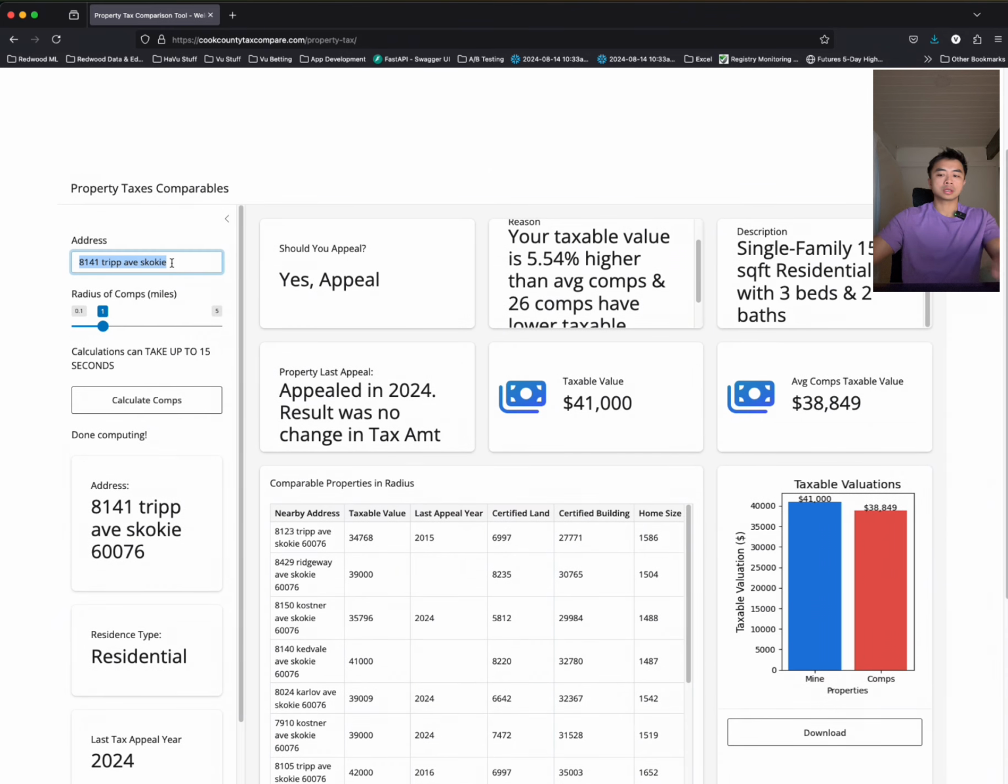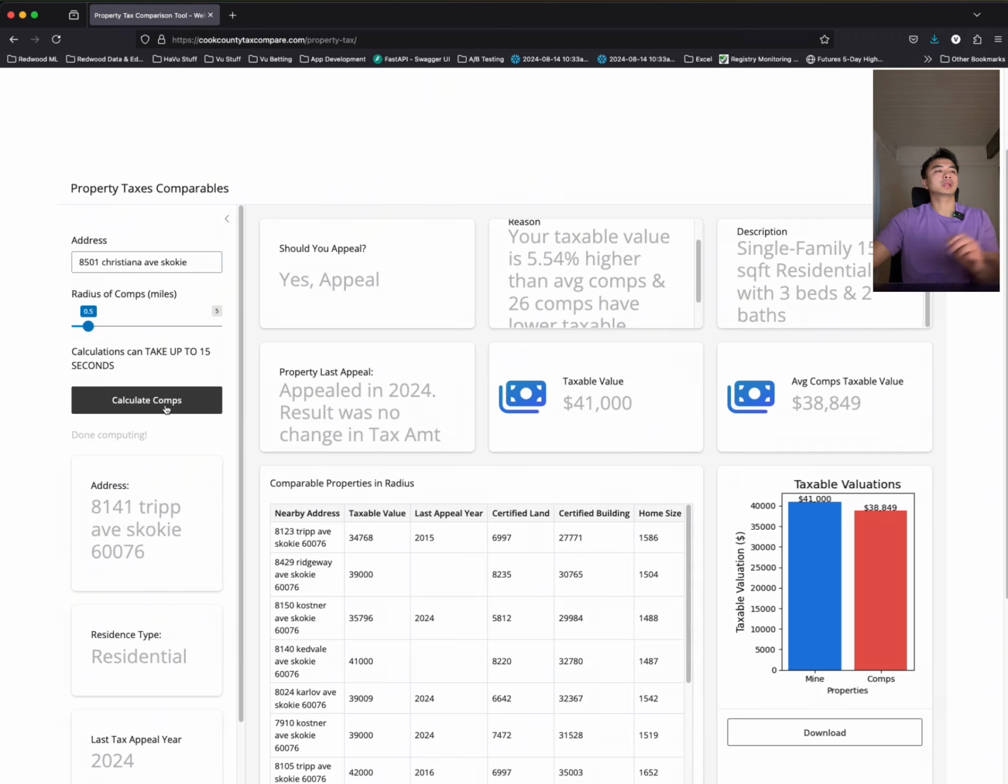Let's try another address. And let's lower the radius to 1/2 mile, and we click calculate comps. So this is my old address in Skokie, and this is currently computing all the comparable properties. So it says, yes, you should appeal because it's been greater than 3 years since my last appeal. It tells you all the features with it.